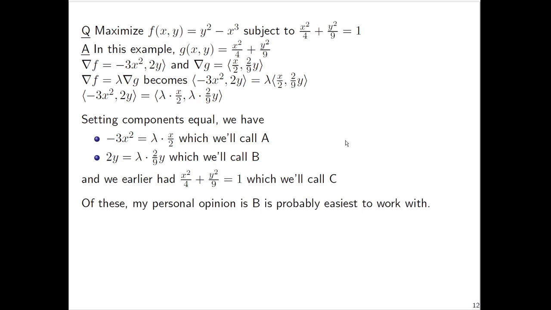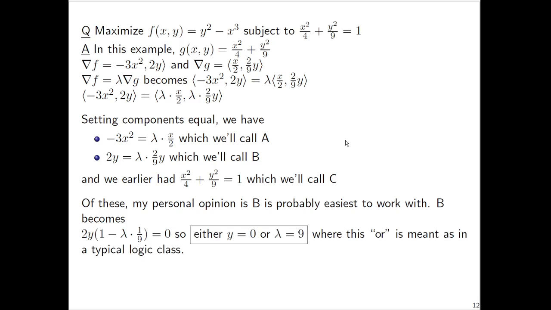Of these, my personal opinion is that B is probably going to be the easiest to work with. So what I thought I'd do just to try this is to subtract on both sides and then factor out 2y. So you have 2y times the quantity 1 minus lambda over 9 equals 0. And so from this, we've got a product equaling 0, so we apply this thing from algebra, right, that each of the individual factors can equal 0. So 2y equals 0 leads to y equals 0. The other option is what's in parentheses equals 0, and that's going to lead to lambda equals 9.